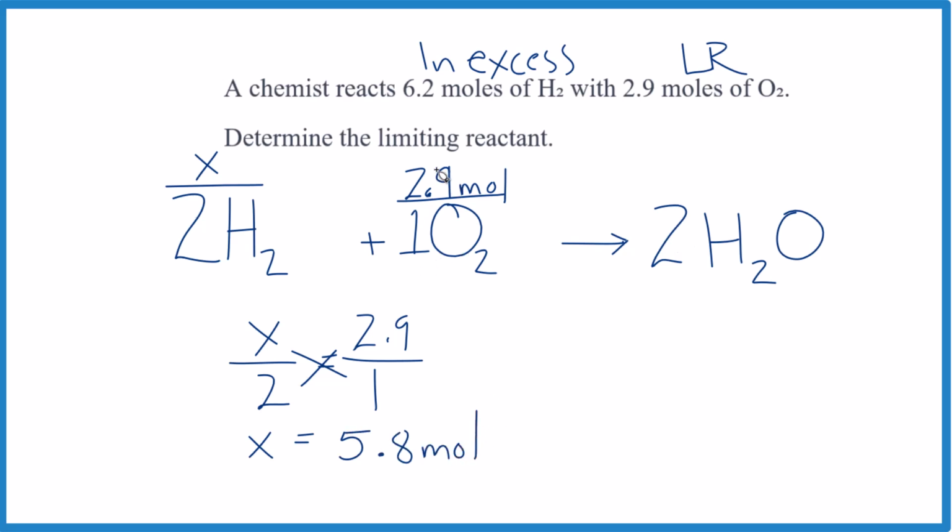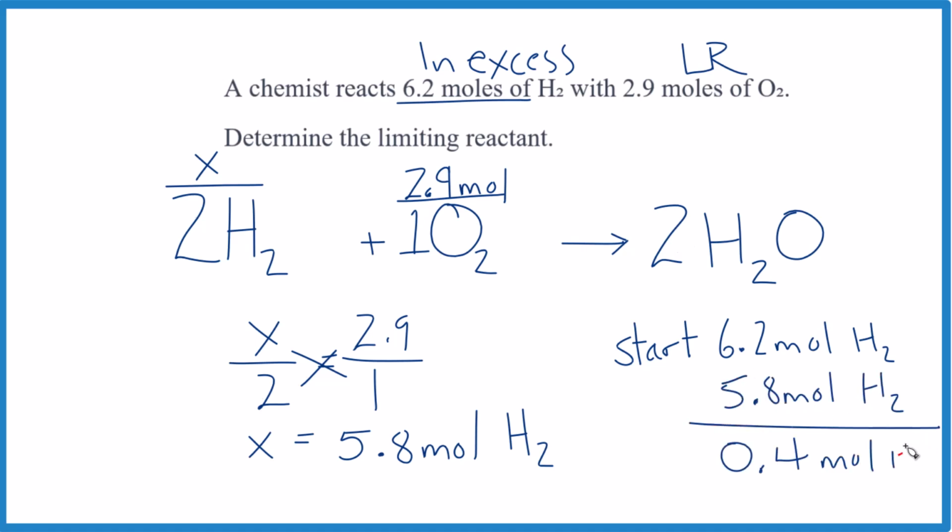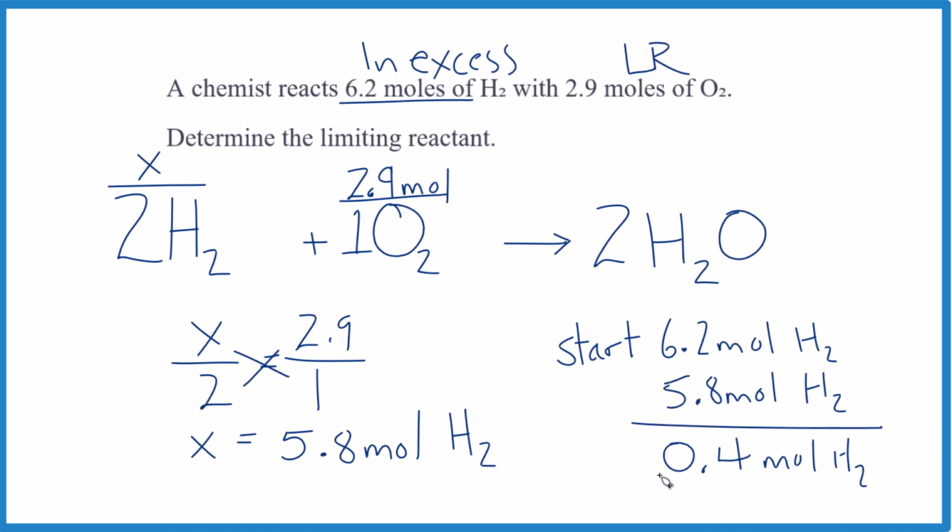So if we start with 2.9 moles of oxygen, we'll use 5.8 moles of H2. And that's important. That's H2. So that's how much we use. That's how much we started with. So now we could subtract. So we ended up with 0.4 moles of H2 left over. And that's the type of question you'll be asked quite frequently with these limiting reactant problems.